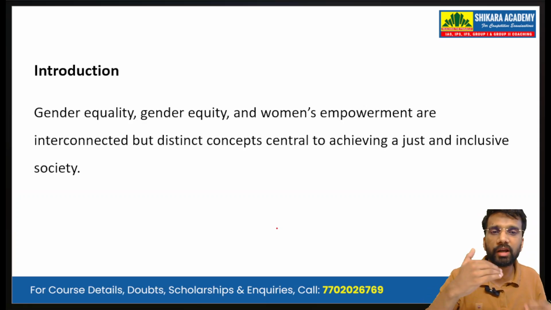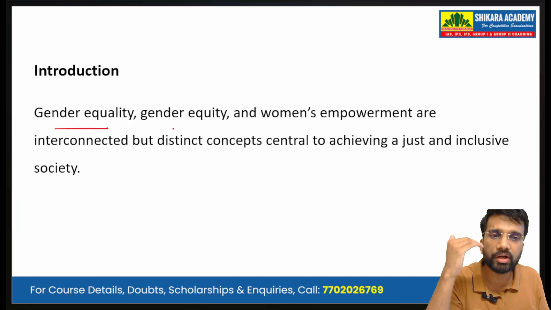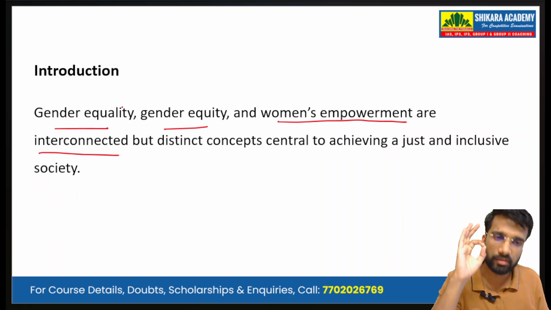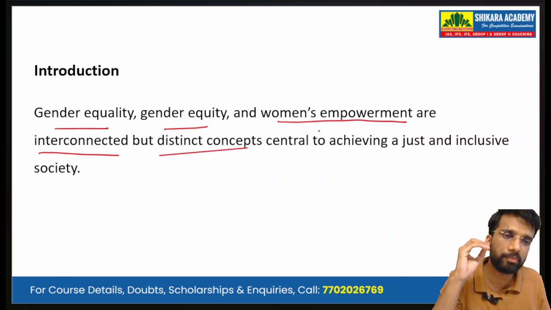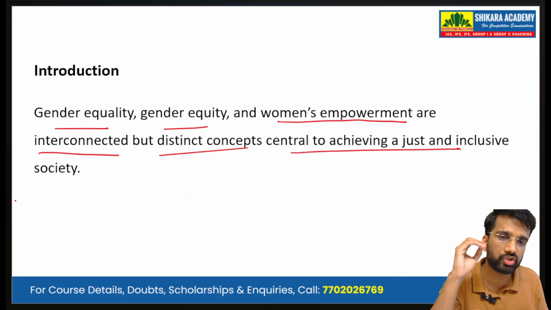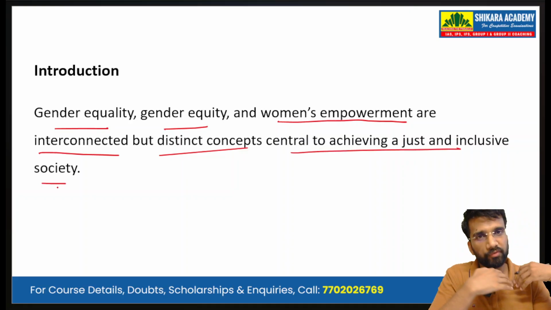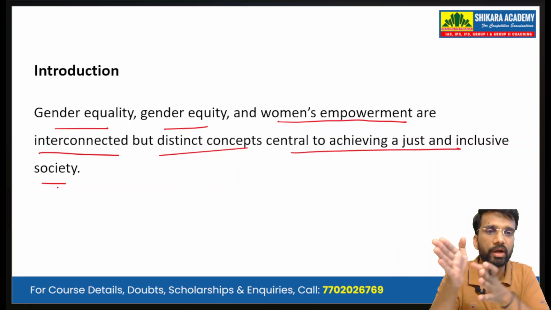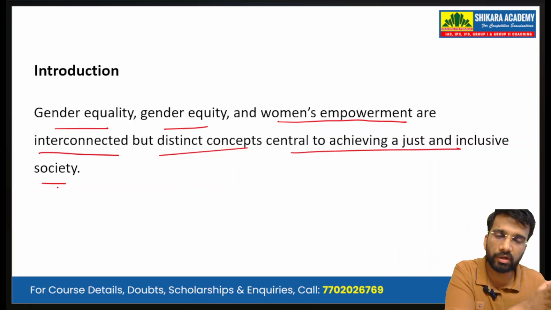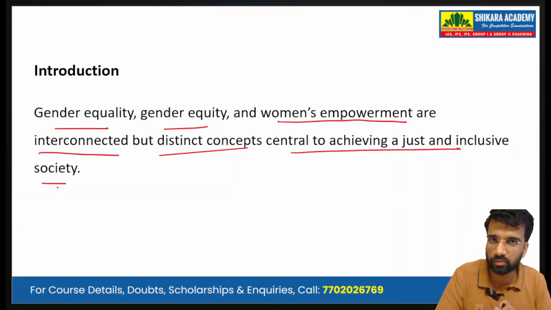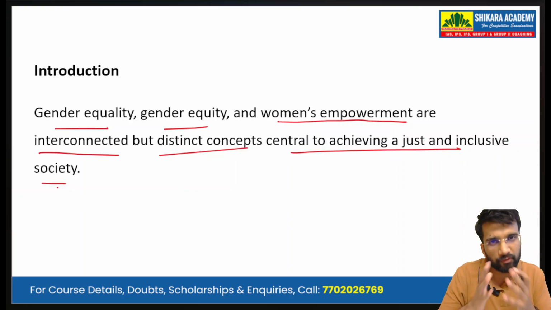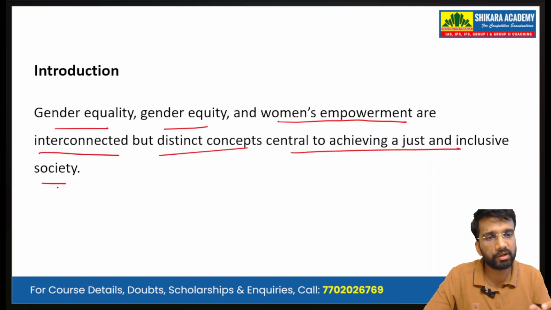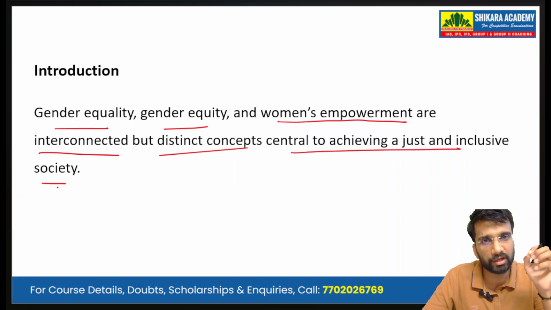Moving on, we write the introductory line that gender equality, gender equity, and women's empowerment are interconnected but are distinct concepts central to achieving a just and inclusive society. So we have highlighted that these concepts are interconnected to each other but are inherently different, distinct concepts, but they all play a central role in achieving a just and inclusive society.